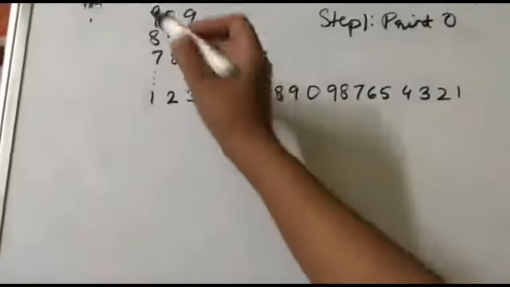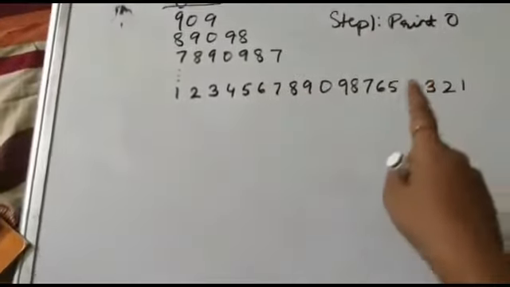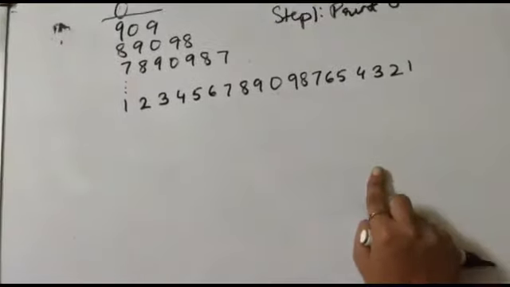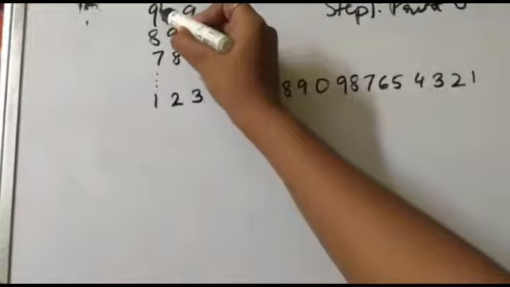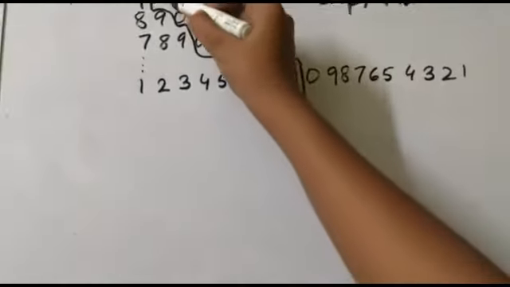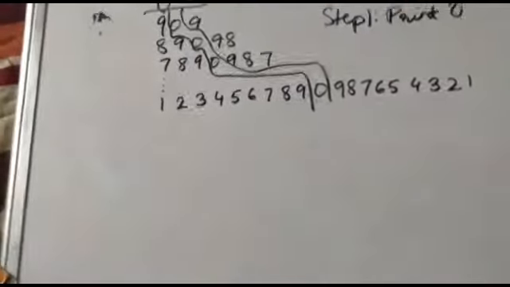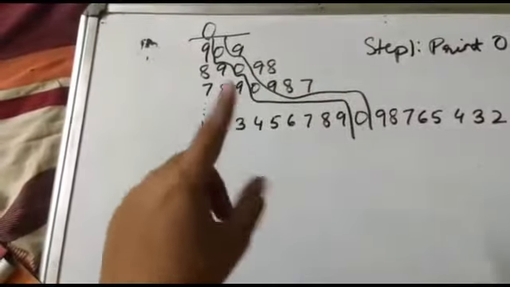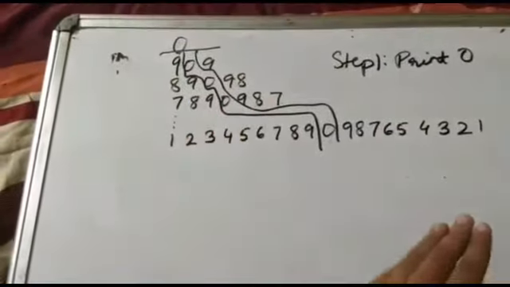Now our program is from here, like 909, 89098, 7890987 and so on. I'm going to divide this pattern into 3 parts, and I'm going to show you how. The first part is the numbers which are before 0, the second part is printing only the zeros, and the third part is printing the numbers which come after 0.